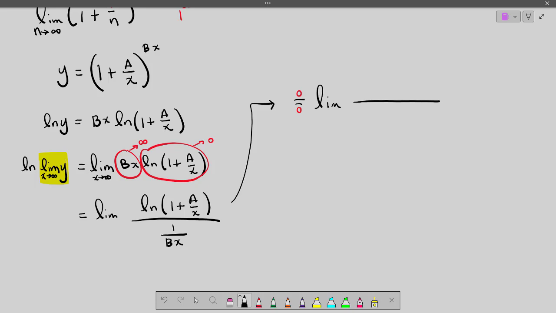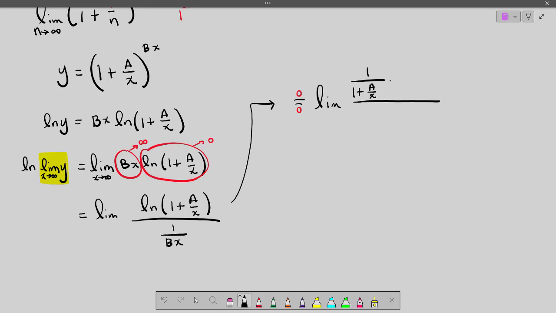So the derivative of a log is 1 over the inside, multiplied by the derivative of the inside. Derivative of a log, 1 over the inside times the derivative of the inside. The derivative of the inside, just like limits, derivatives can distribute. So the derivative of the inside is the derivative of 1, which is 0, plus the derivative of a over x. When we're taking the derivative of a over x, think of it as a x to the negative 1. If we were to take its derivative, we bring the minus down, subtract 1. So this would be negative a over x squared.